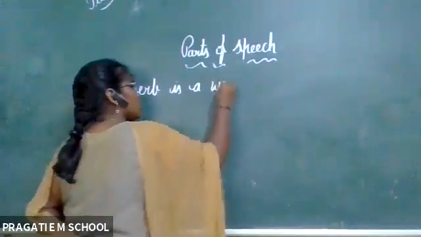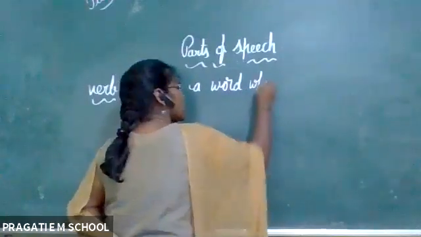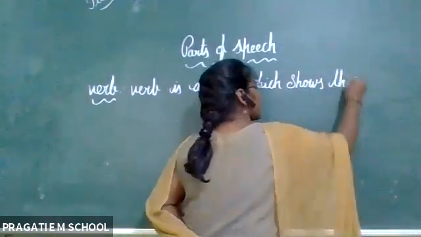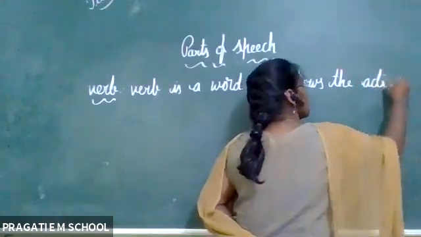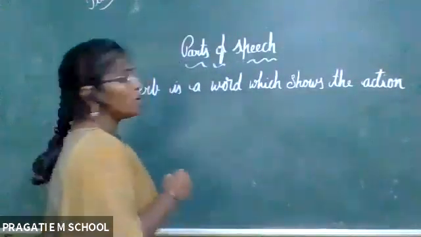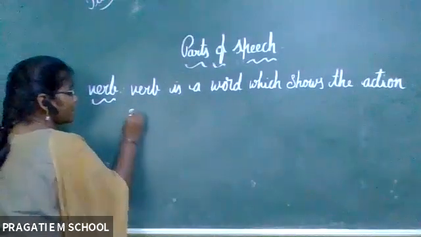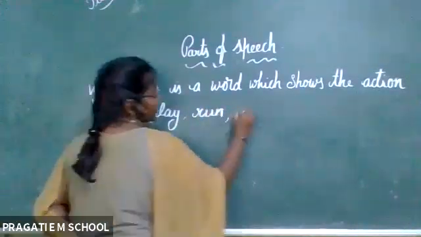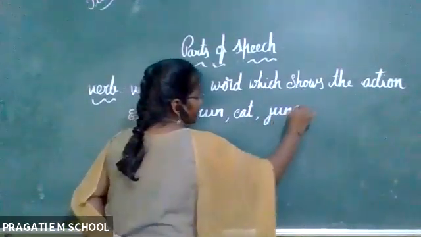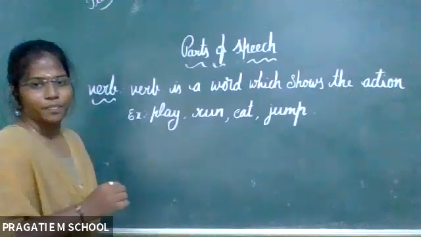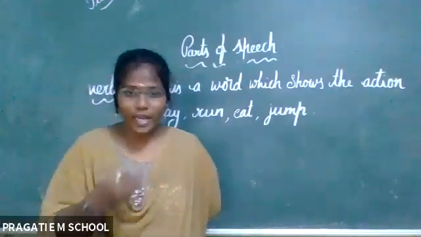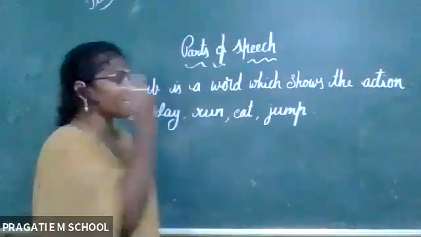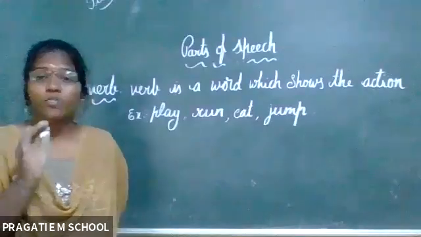Verb is a word which shows the action. For example, play, run, eat, jump. It just indicates whatever work we are doing or whatever things we are doing at the time of speaking, it generally comes under the verb. Verb is nothing but work.